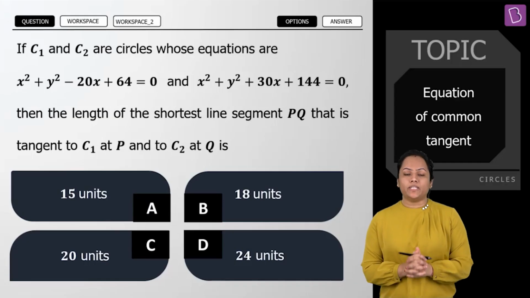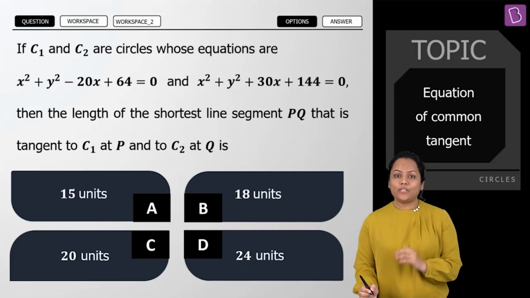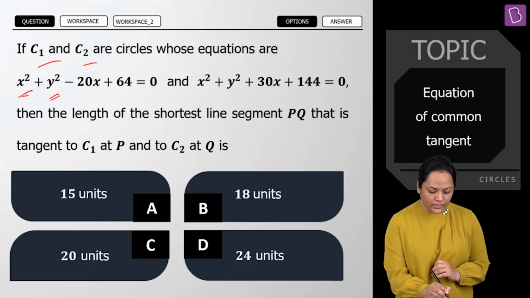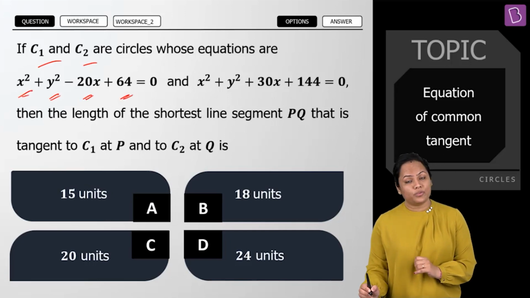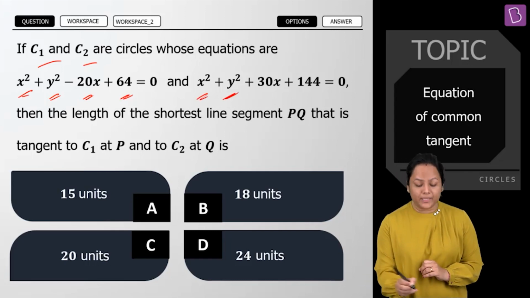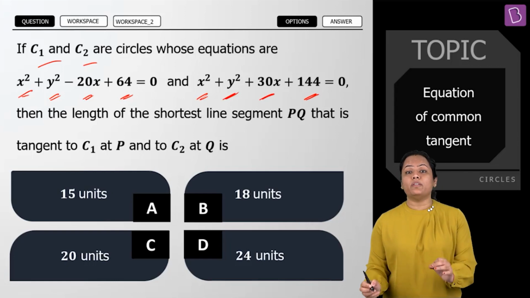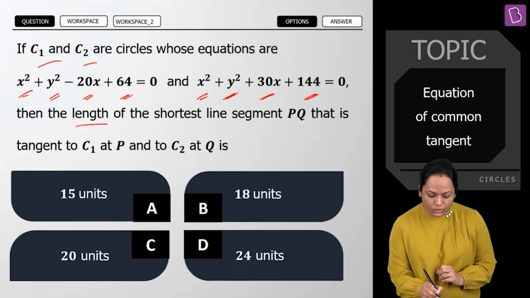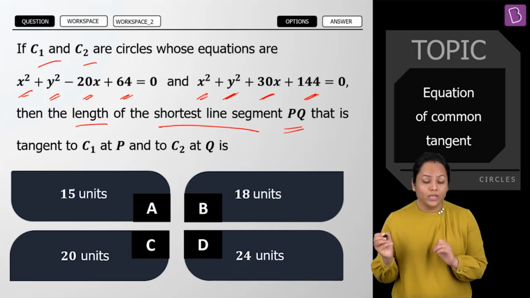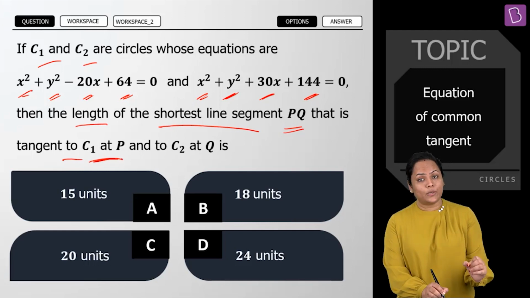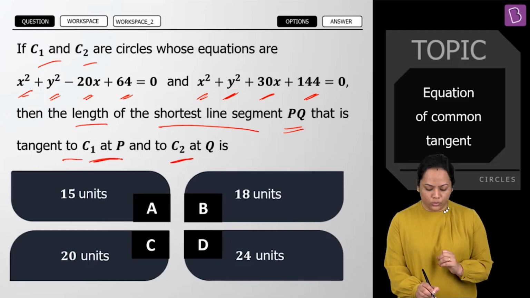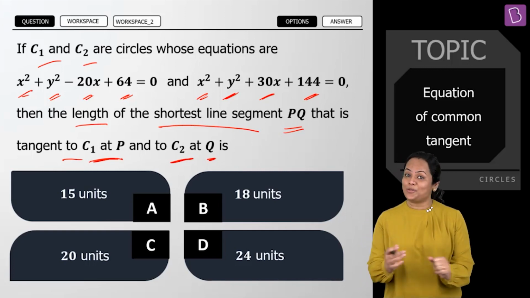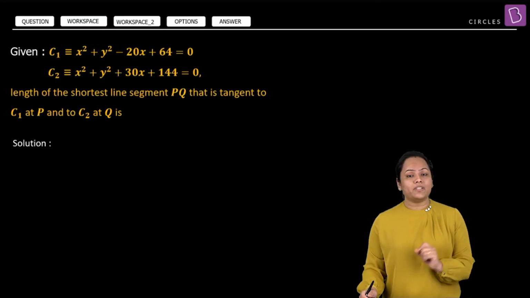Well, in this question, what they have asked: C1 and C2 are circles having equations, the C1 equation is x square plus y square minus 20x plus 64 equal to 0, and C2 has the equation x square plus y square plus 30x plus 144 equal to 0. If these are the two circles, then they have asked what is the length of the shortest line segment PQ that is tangent to the first circle C1 at P and to the other circle C2 at Q. Okay, so let's try to plot the figure first and see what the question is actually talking about, isn't it? Okay, so I have the two circles.